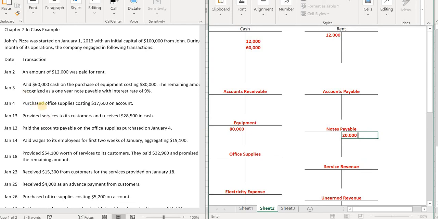Okay, let's look at the next one. January 4th. Purchased office supplies costing $17,600 on account. So cash is going to go down. Office supplies are going to go up. So take a minute and record that one on the T accounts.